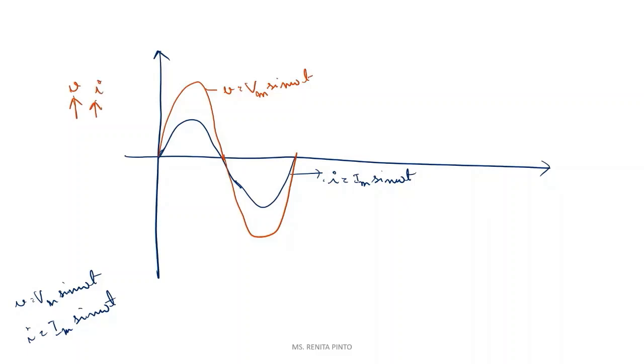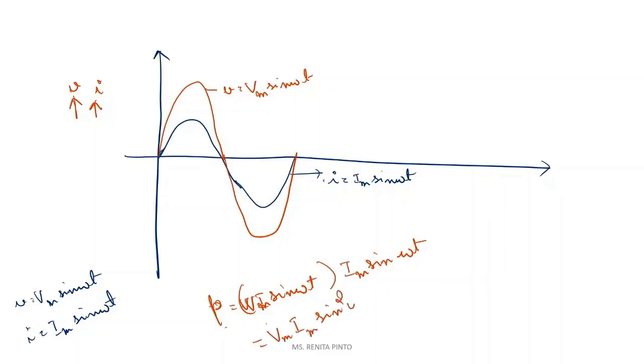Now what is power for the pure ohmic resistance? It is V into I, right? Or you can say instantaneous power. How did we find out? P is equal to Vm sin omega t into Im sin omega t. This is how we had found out the equation for instantaneous power. Vm into Im into sin square omega t, right? So this was our power.